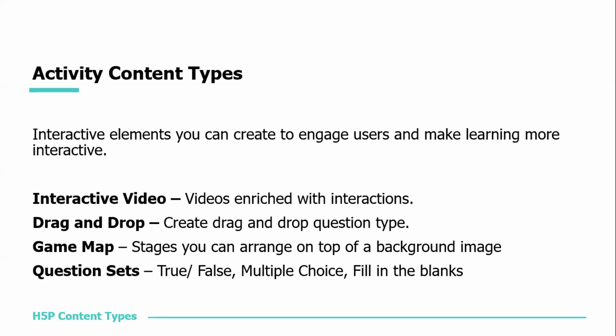You've got the drag and drop option, where the learner has to drag either text or images into a box to match up with another corresponding aspect. You could have the game map, where you can arrange stages on a background image, and you have a question set, which is an option where you can add multiple different types of questions within one specific question set, which is also a useful one.